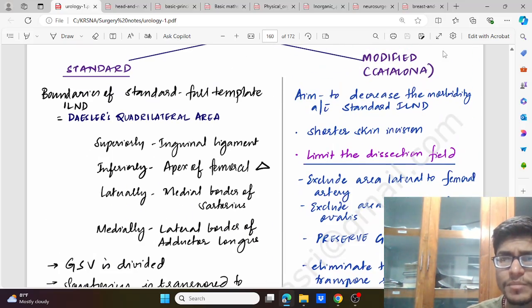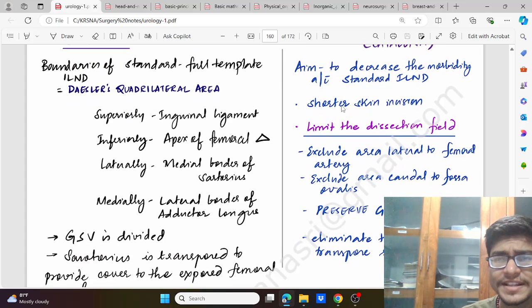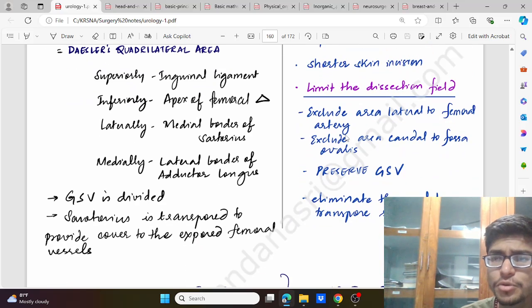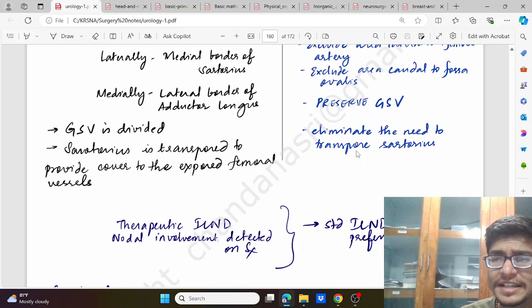Then in modified Catalona, our aim is to decrease the morbidity associated with the standard, because we go for a high amount of dissection. Here we have a short skin incision, limited dissection field. We exclude the area lateral to the femoral artery, exclude the area caudal to the fossa ovalis, preserve GSV, and eliminate the need of transposition of sartorius.